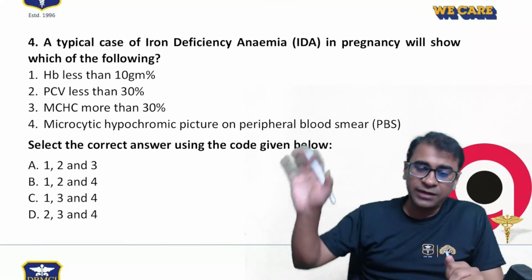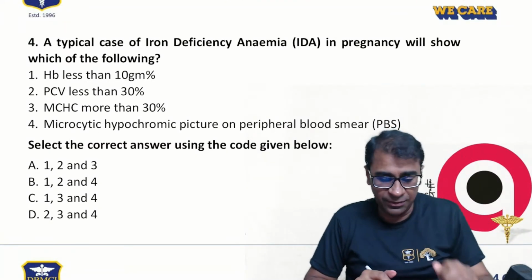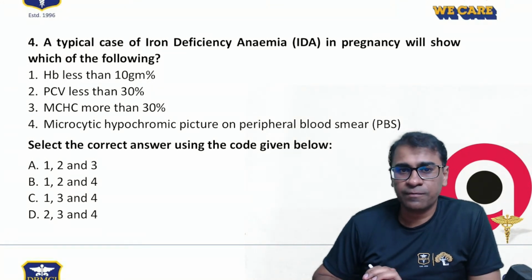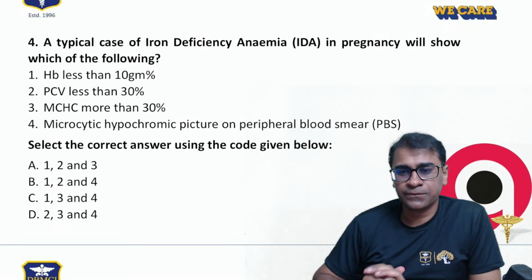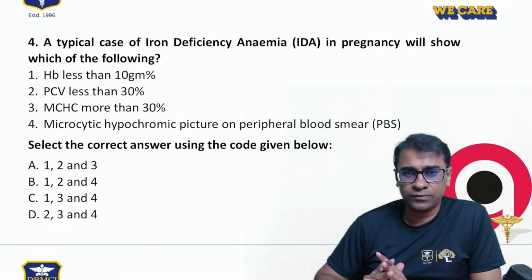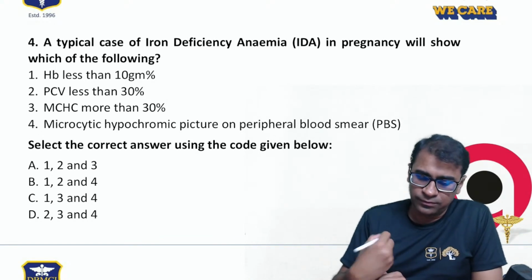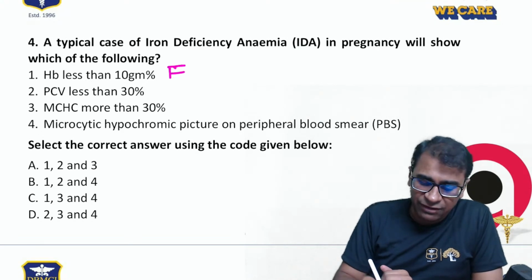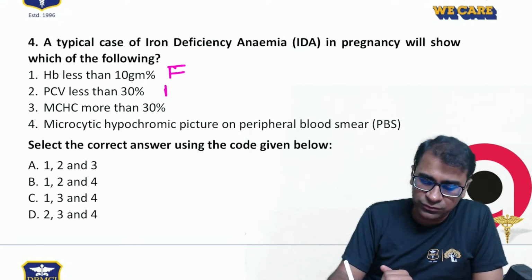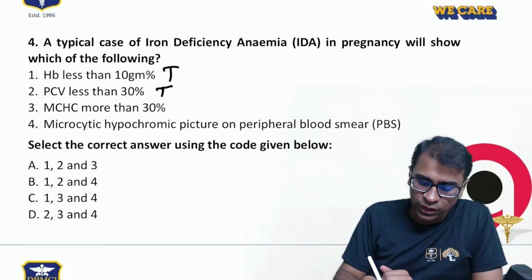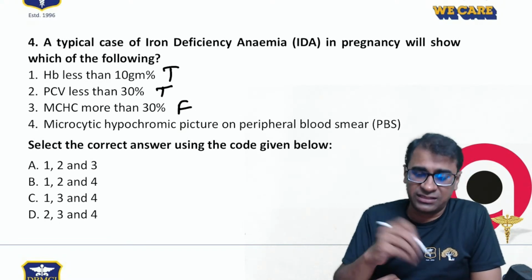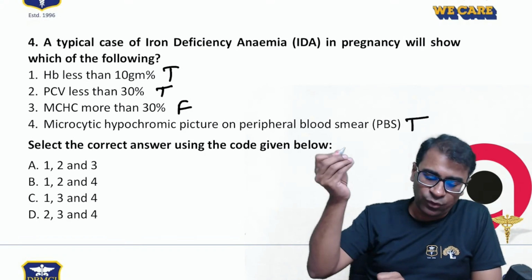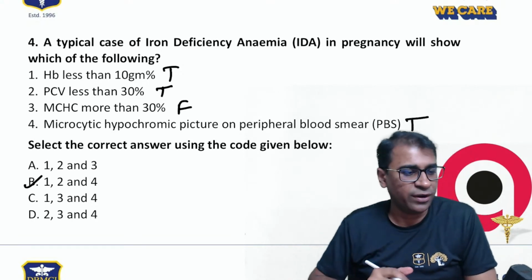A typical case of iron deficiency anemia in pregnancy will show which of the following? Hemoglobin less than 10, yes, that's true. PCV less than 30, that's also true. MCH more than 30, no, that's a false statement, it should be less than 30. And microcytic hypochromic blood picture, yes, that also is true. So the answer clearly is 1, 2, and 4. Simple question, 1, 2, and 4.